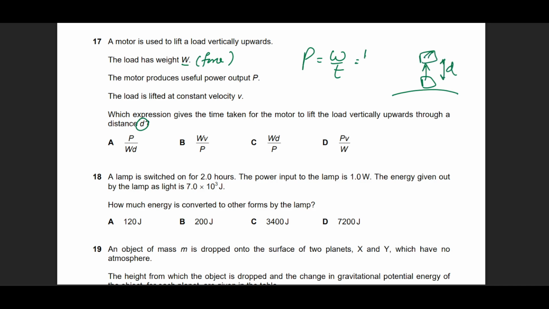So work done will be actually F into d. Now in place of F, I can write W into d because it's the weight that you have to at least lift. Divide by t. Let's take t on the other side and bring P over here. So time is equal to work multiplied by distance divided by P. So this very closely resembles option C.